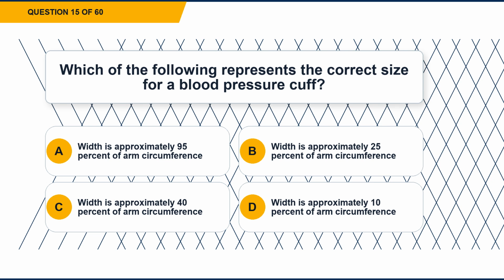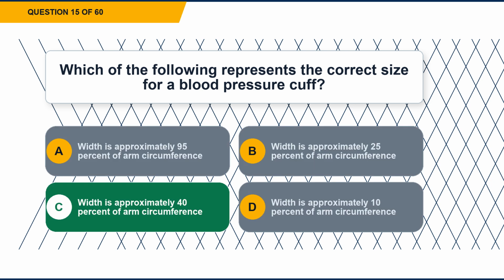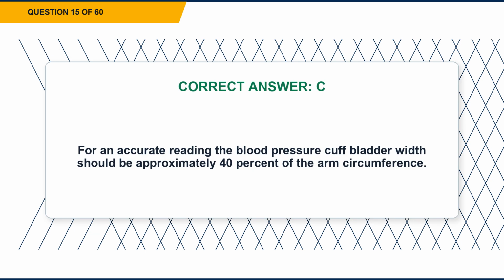Question 15. Which of the following represents the correct size for a blood pressure cuff? Option A. Width is approximately 95% of arm circumference. Option B. Width is approximately 25% of arm circumference. Option C. Width is approximately 40% of arm circumference. Option D. Width is approximately 10% of arm circumference. The correct answer is option C. Width is approximately 40% of arm circumference. Explanation. For an accurate reading, the blood pressure cuff bladder width should be approximately 40% of the arm circumference.